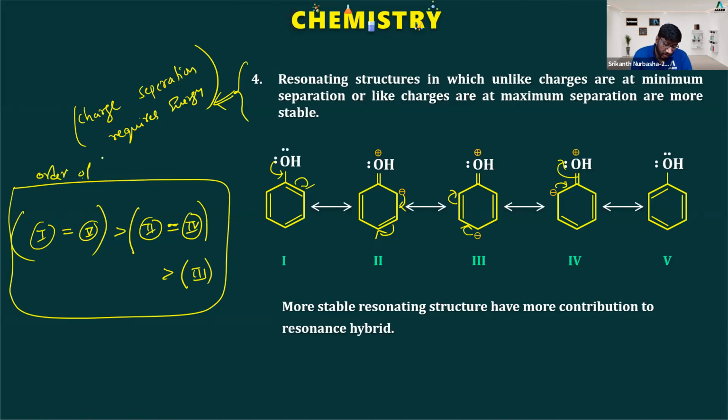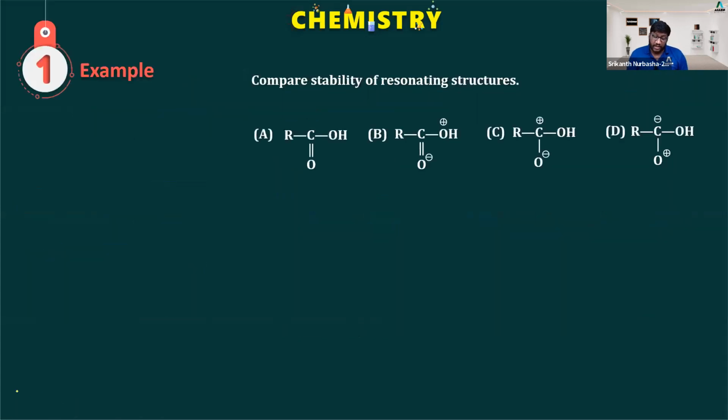Order of stability of resonating structures. Compare the stability of a resonating structure. So here we have R–C=O with OH. Oxygen has a lone pair of electrons. The lone pair of electrons on oxygen comes in, and the pi electron moves away. If you try to write that down, you'll get R, C, O, oxygen with 2 lone pairs and a negative charge, C double bond oxygen with 1 lone pair and a positive charge, and CH.